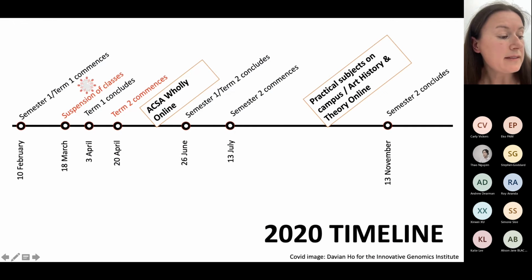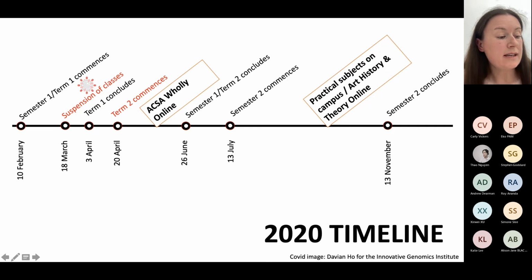But first, a timeline. In March of 2020, Adelaide schools and tertiary institutions went into lockdown and stringent restrictions. For ACSA, this meant an 8-week term, that is, the second half of semester 1, engaged in online learning from 20th of April to 26th of June.